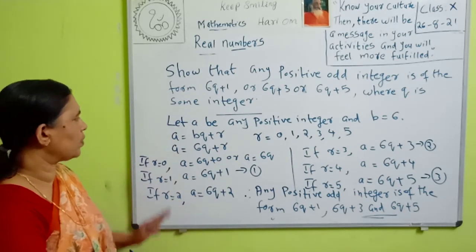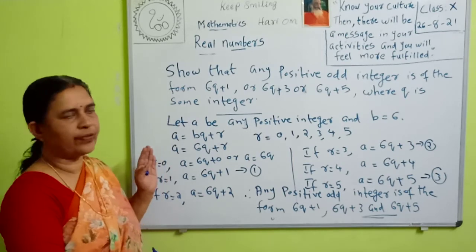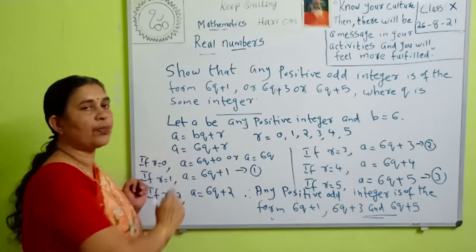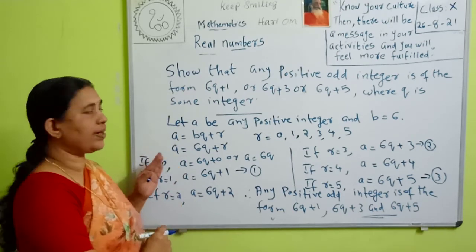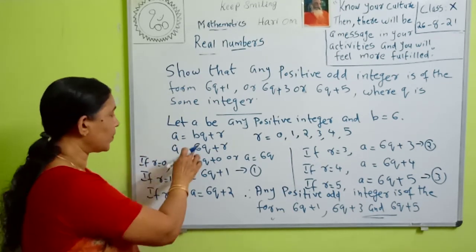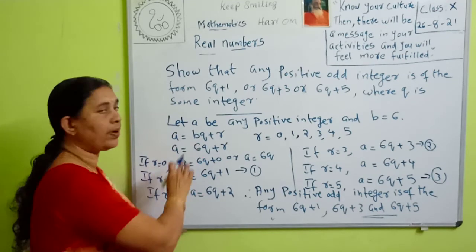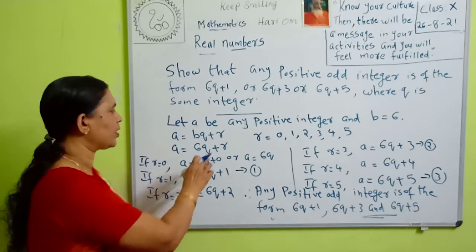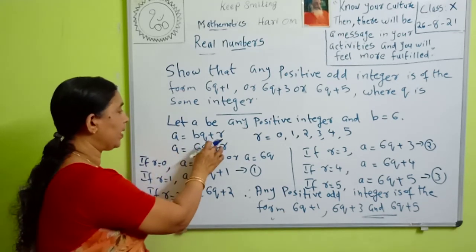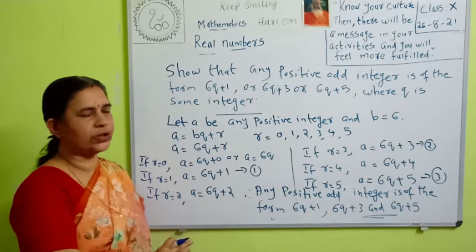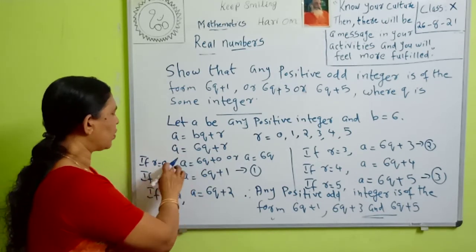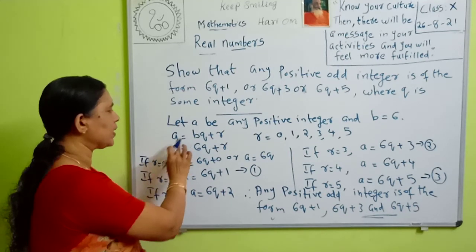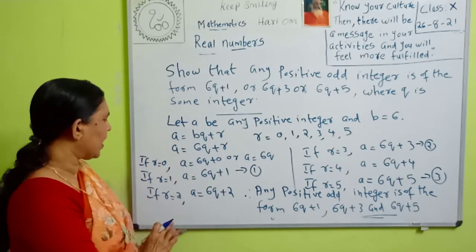So, here we are using Euclid's algorithm, the division algorithm: a is equal to bq plus r. That is, dividend is equal to divisor into quotient plus remainder. Here the divisor is 6. So we know that the remainder is always less than the divisor. Then what are the possible remainders here? The possible remainders are 0, 1, 2, 3, 4, 5. So we put the values 0, 1, 2, 3, 4, 5 in this equation a is equal to bq plus r. Then we will get the values of a.